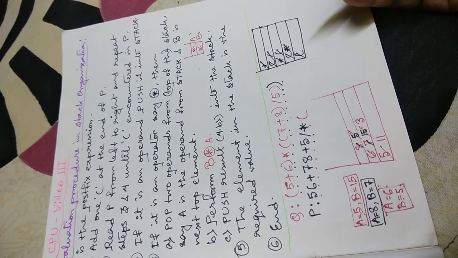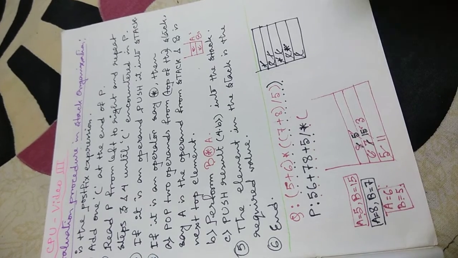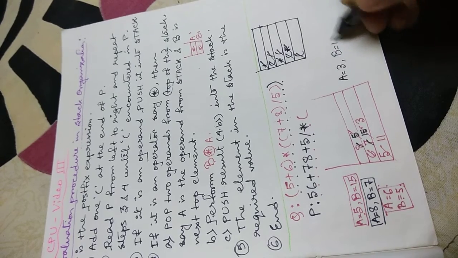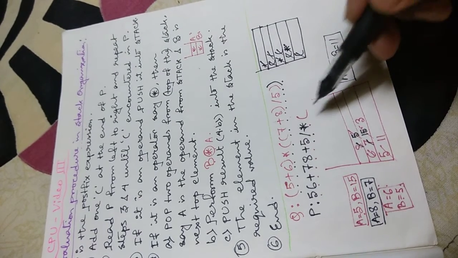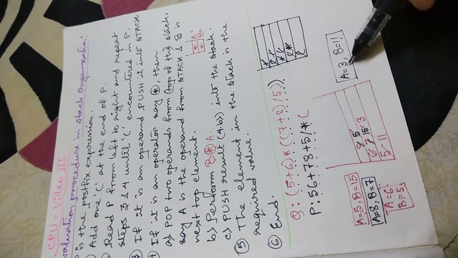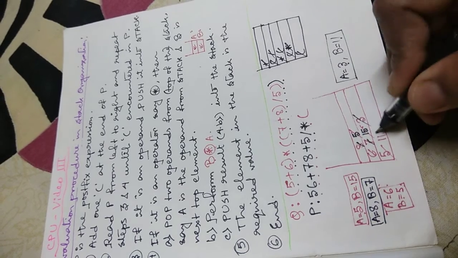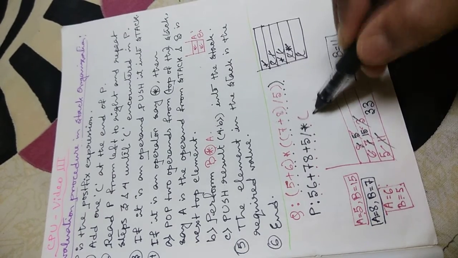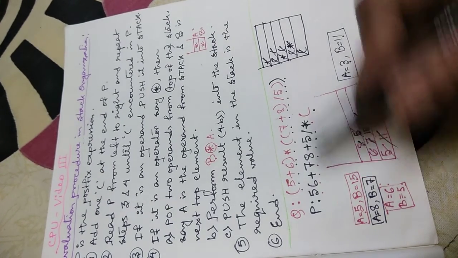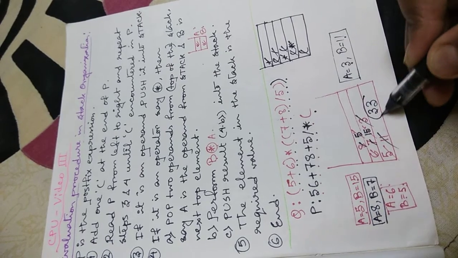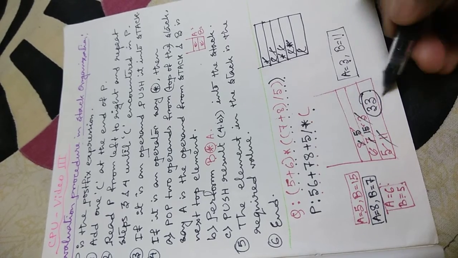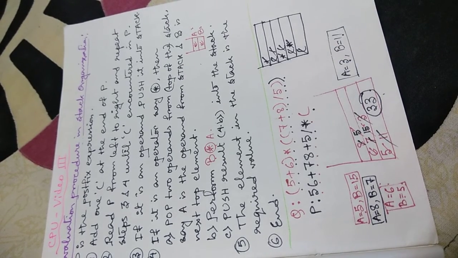Now we encounter asterisk. For the time being A is the topmost element, that is 3, and B is next top element, that is 11. So we perform asterisk, 11 into 3, that means 33. Now we encounter opening parenthesis, that means it is the end of this expression and this is the required value we need, right? Because it is the last value we got. It is the top of the stack element. Done.